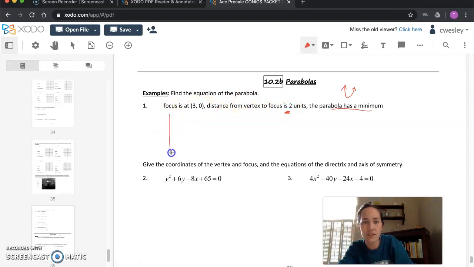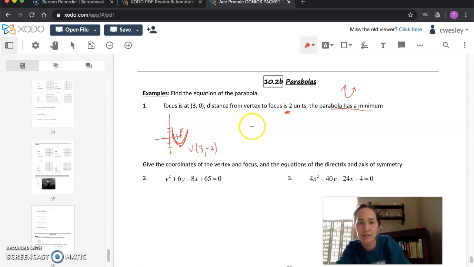It says the focus is at 3, 0, so you're over 3 on the x-axis. And the distance from vertex to focus is 2 units. So we'd have to travel 2 units up to get to that focus point. That means 2 units down would get me back to the original vertex, right? It's going to open up from there. So now I've got what I need. I've got the h and the k. The vertex is 2 down from the focus at 3, negative 2.